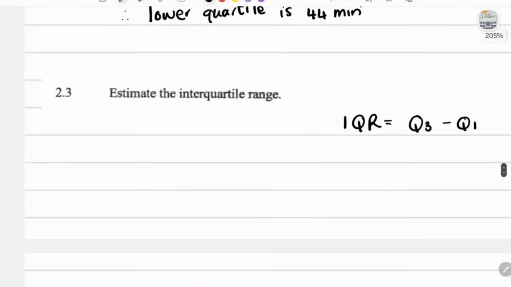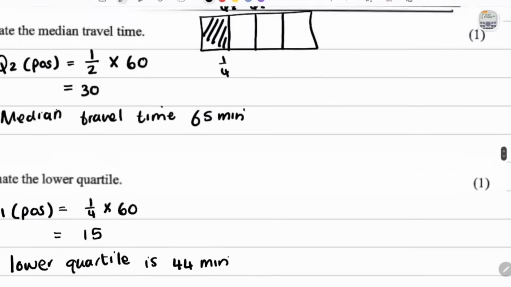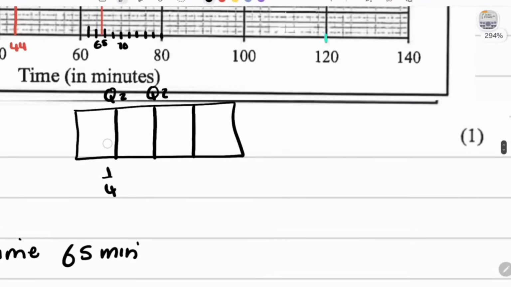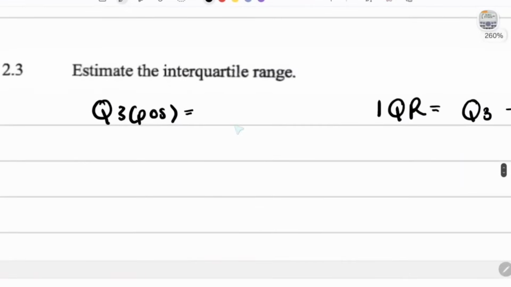So let's find Q3. How do we find Q3? So we first have to find the position of Q3. And Q3, when we're looking at our information and how this box looks, Q3 is over here. It is marked at the third block. Okay, so it is 3 out of 4 of your entire data set. So we calculate this by saying 3 over 4 multiplied by the total number of people, which is 60 people. Okay, 3 over 4, we could say times a half is 30, and then add 15 on top, and that will be 45. So 45.